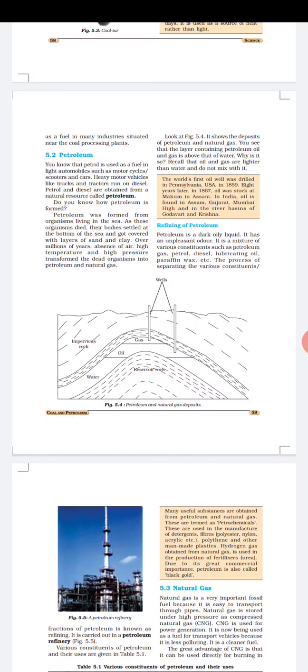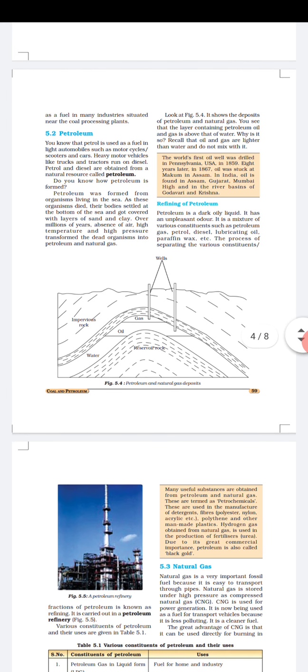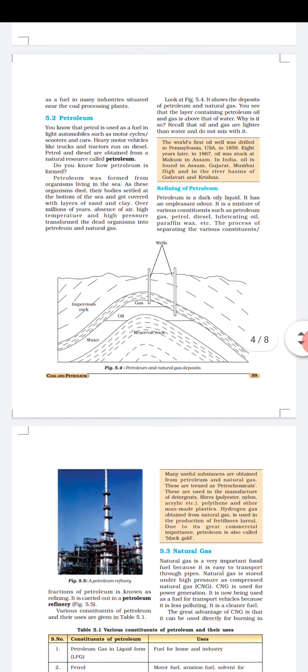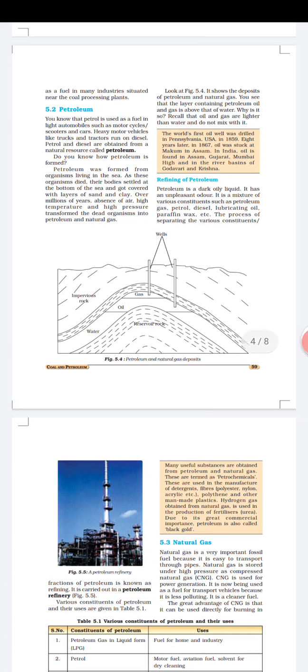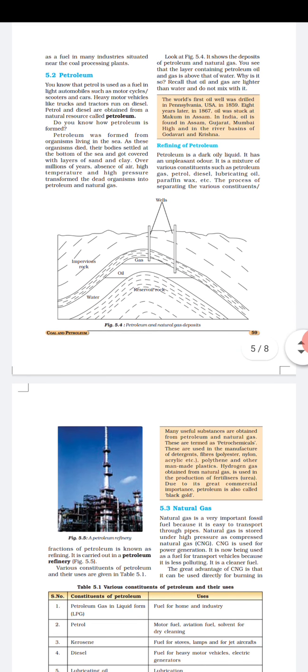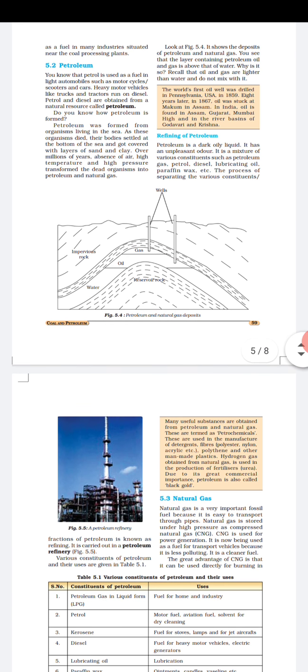You may know that petrol is used as a fuel in light vehicles such as motorcycles, scooters, cars. Heavy motor vehicles like trucks and tractors run on diesel. Petrol and diesel are obtained from the natural resource called petroleum. Do you know how petroleum is formed? Petroleum was formed from the organisms living in the seas.